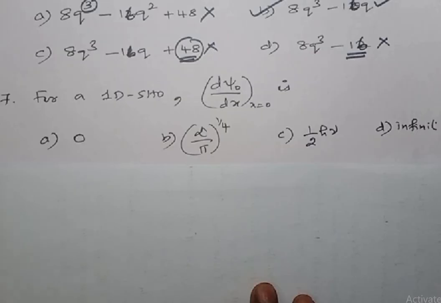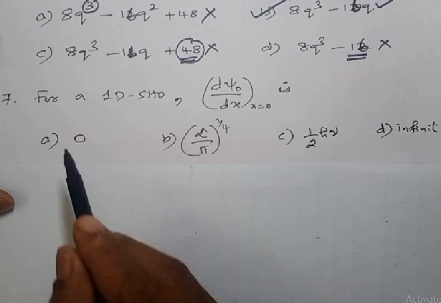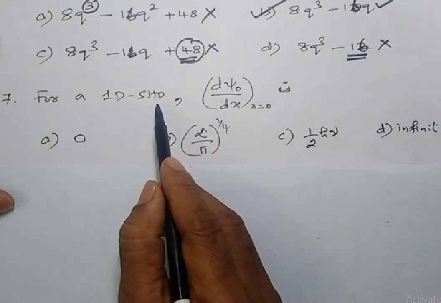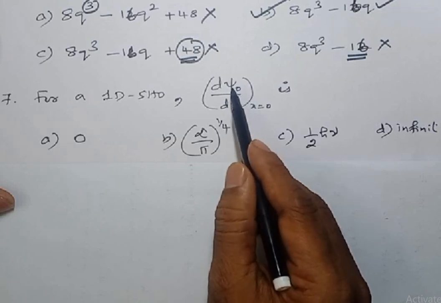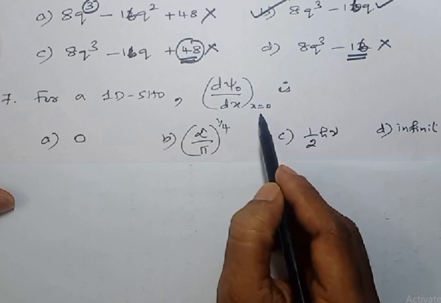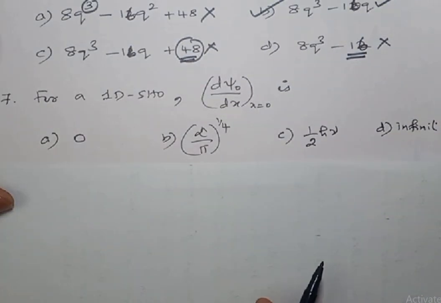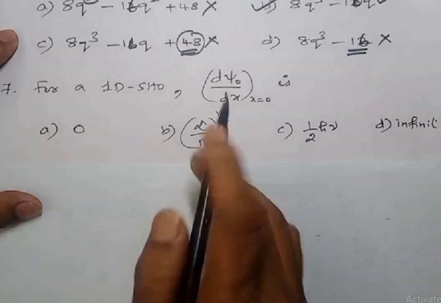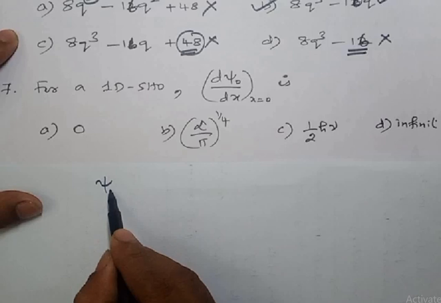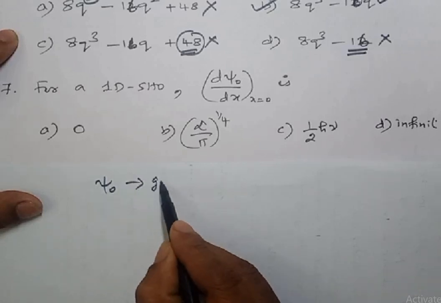Question number 7. For a one-dimensional simple harmonic oscillator, the differential of psi naught, that is the ground state wave function, with respect to x at x equal to 0 is what? Listen, psi naught represents the ground state wave function.